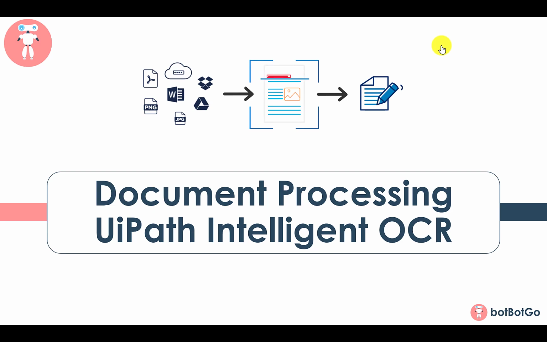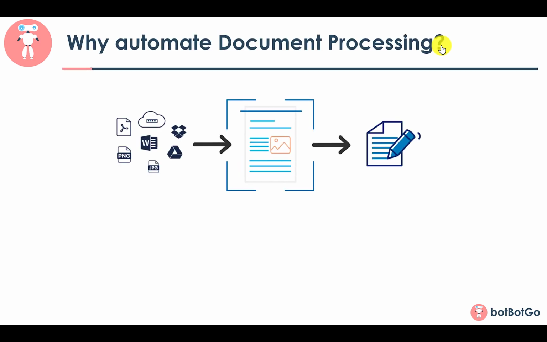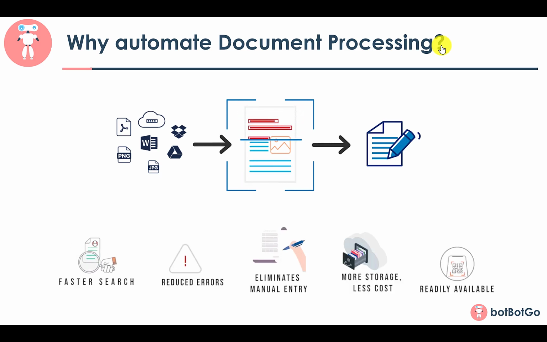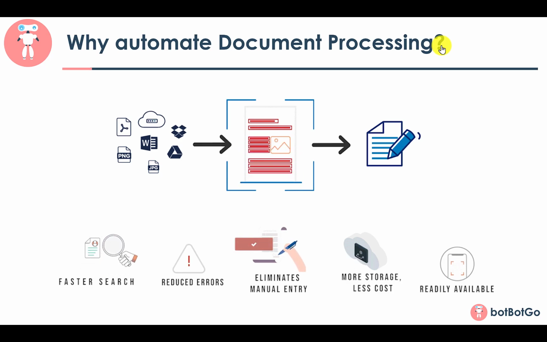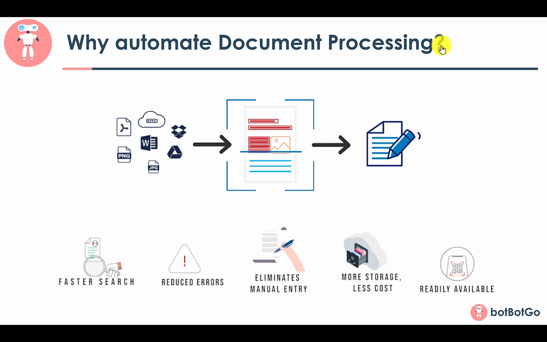In this video, we're going to see how UiPath's Intelligent OCR activities can help us simplify the entire process of document processing. No matter how big or small a company is, they all have to spend a lot of time processing documents. And if we can successfully automate such mundane tasks, then we not only save time by eliminating manual entry and accelerating document search, but also reduce error and improve the quality of our extractions.